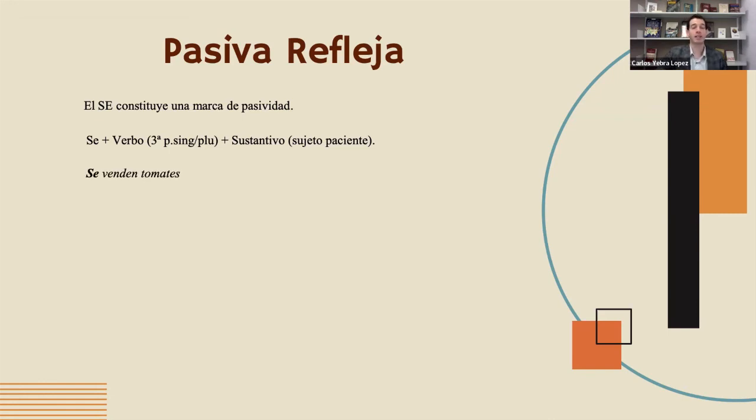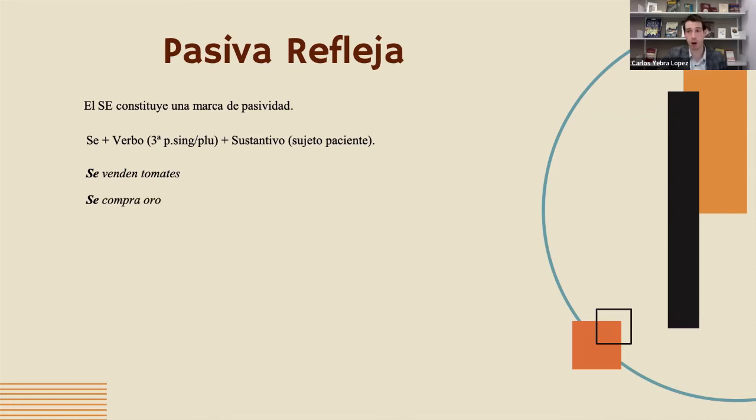Let's see an example. "Se venden tomates." We have se, a verb in the third person plural, therefore it couldn't possibly be impersonal se, it has to be reflexive passive. And then a noun, tomates, tomatoes, that agrees in number, in this case in the plural, with the verb. Venden tomates, right? "Se venden tomates." Tomatoes are sold. By whom? We don't know. But what we know is that the tomatoes themselves do not perform any action. But what we do know is that even then, they are the subject, grammatically speaking, because they do agree in number with the verb. Hence, sujeto paciente.